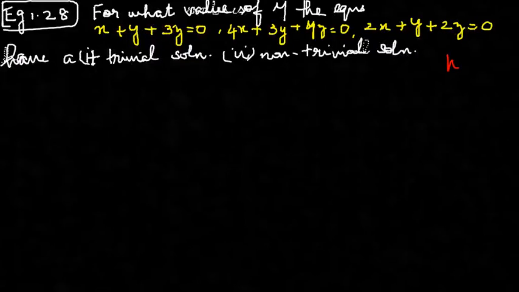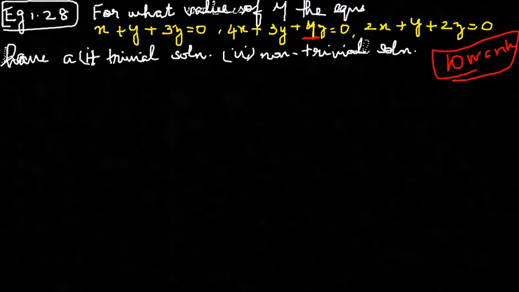Example 1.28 is an often repeated 10 mark question. Okay, so let's get started. In this you have to use the rank method and find out for what values of mu. So there is a mu here, right? For what values of mu this system of equations can have a trivial solution and a non-trivial solution.